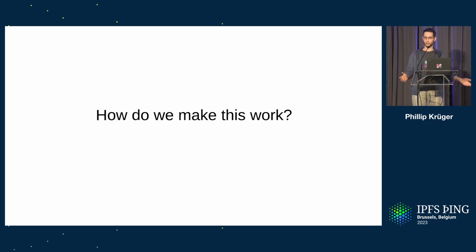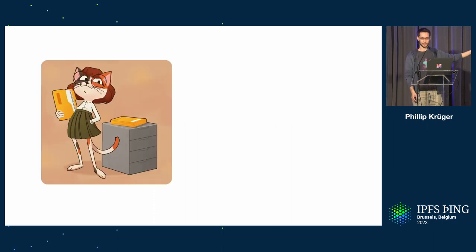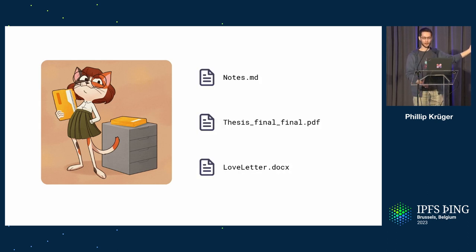All right, how do we make this work? In this section of the talk, I want to give you, with an example, a small peek into what happens underneath the covers. So here's Queenie in her novel style. She has a bunch of files: some notes on her thesis, a rendered thesis, and she also stores a love letter in her file system.